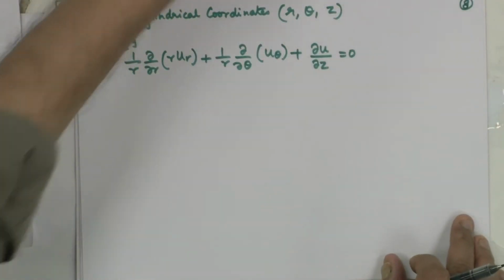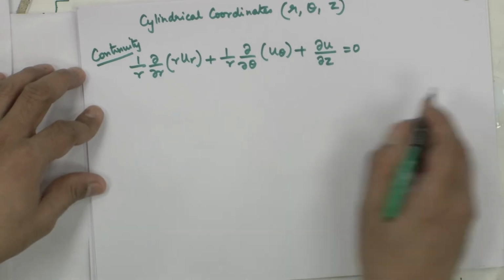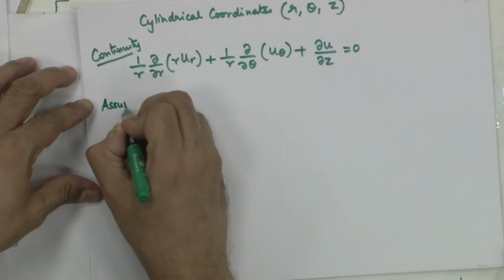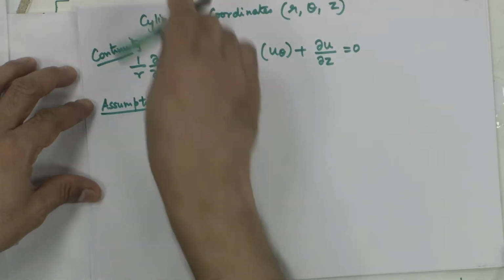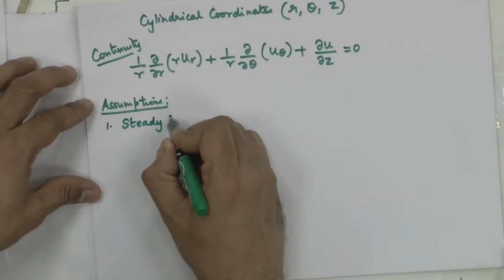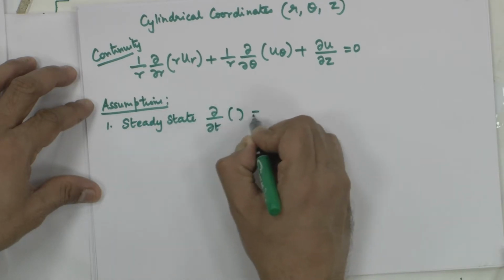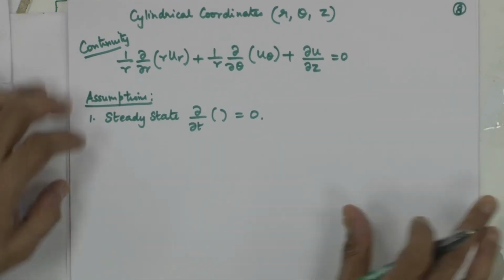Before we formally start the derivation, what are the assumptions that are going to be made? We need to list them very clearly, and this is very important in deciding the nature of the solution. First assumption, steady state, which means d by dt of any quantity with respect to time is 0.